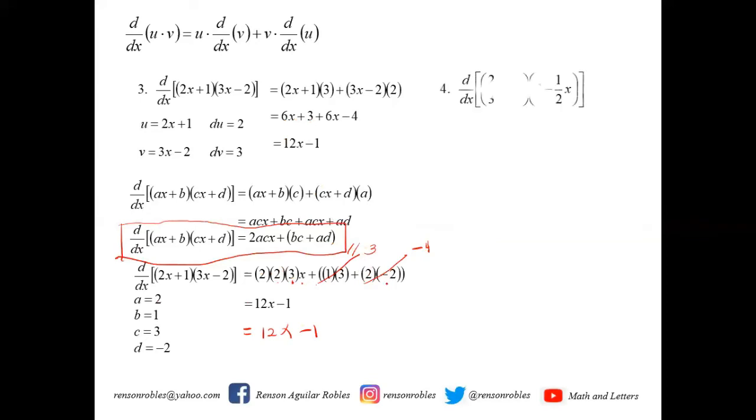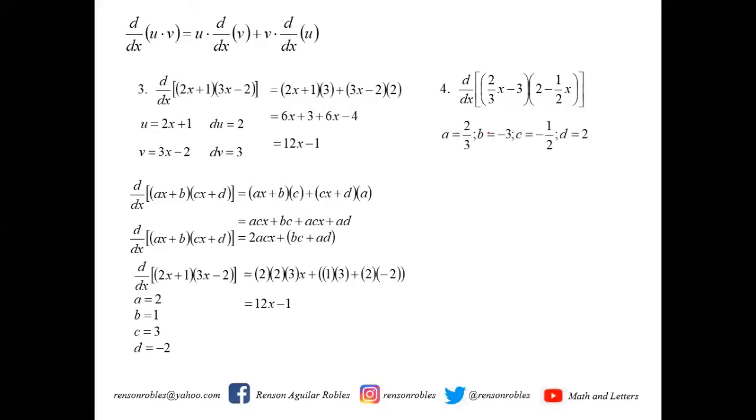Next, we have the derivative of 2/3 x minus 3 times the quantity 2 minus 1/2 x. By applying this principle, we shall now take note that a is equal to 2/3, b is equal to negative 3, c is equal to negative 1/2, and d is equal to 2. And then by applying this formula, 2acx plus bc plus ad.